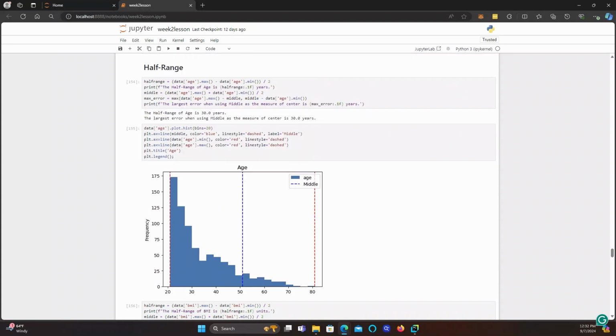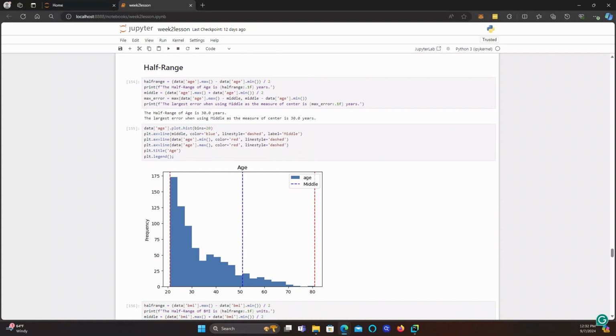Last measure of deviation we're going to talk about is what I call the half range. I don't know if this is a technical term or if it has a technical name. I'm calling it the half range. So half the range is half of the range. It is the difference between the middle and the highest or lowest value. You can use it the same way you would use the range.